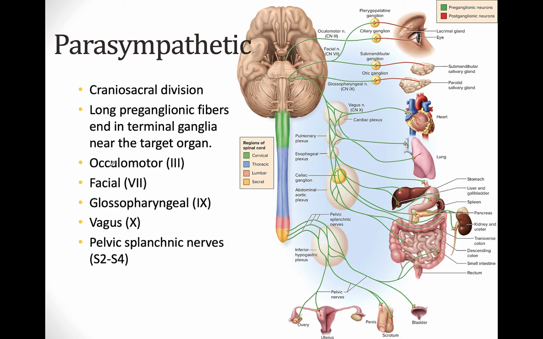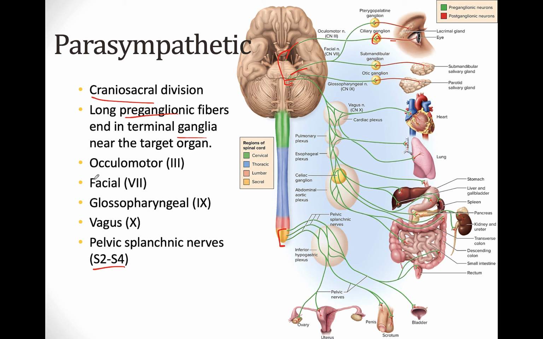The parasympathetic, so this is our rest and digest division, is often called the craniosacral division. So it's going to have preganglionic fibers coming from the actual cranial nerves on the brain, as well as down here in the sacrum, so S2 to S4. These have really long preganglionic fibers, and then the ganglia that they terminate in is very near the organ. So each of these ganglia is going to be very close to the target organ.